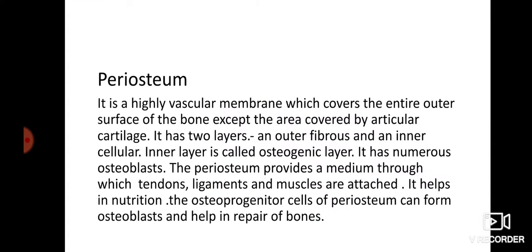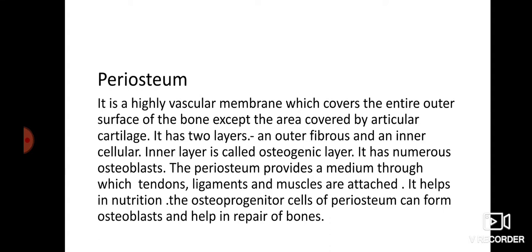Now, we'll see the structure of periosteum. Periosteum is a highly vascular membrane which covers the entire outer surface of the bone except the area covered by articular cartilage. It is double layered, having an outer fibrous and an inner cellular part. The inner cellular layer consists of osteogenic cells. It has numerous osteoblasts. Only the inner layer is cellular. The outer layer is just fibrous, it doesn't have cells. So the inner layer has cells, and they are osteogenic cells, that means osteoblast cells, which help in bone formation.